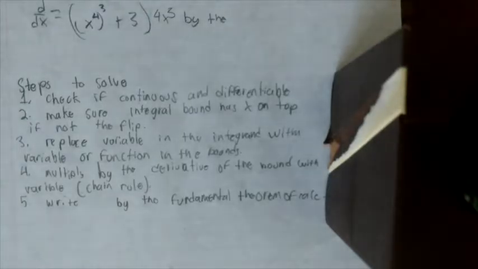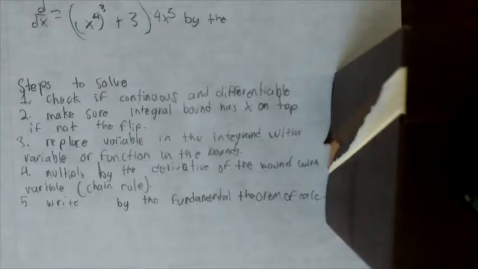These are the steps to solve. So the first step is to always check if the function that you're dealing with inside the integral, the integrand, is continuous and differentiable. If it is not, then you cannot do the problem. The second step would be to make sure the integral bound has x on top. If not, you have to flip using the negative integral rule.